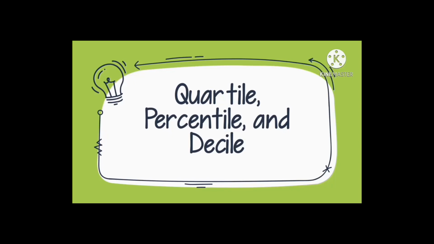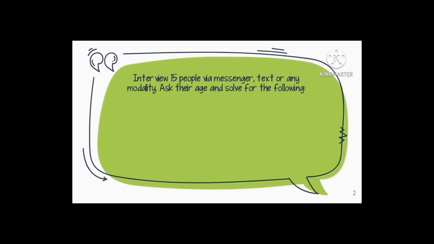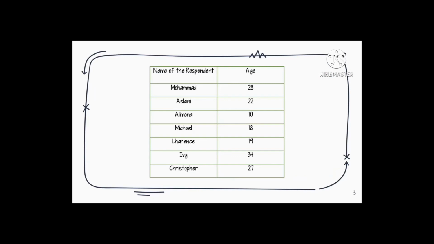Good day, I'm here to present my output in math. We have a task which is to interview 15 people via messenger, text or any modality to ask their age and solve for the 3rd quartile, 2nd quartile, 70th percentile, 35th percentile, 8th decile, and 4th decile. I have here a table which shows the name and age of my respondents.